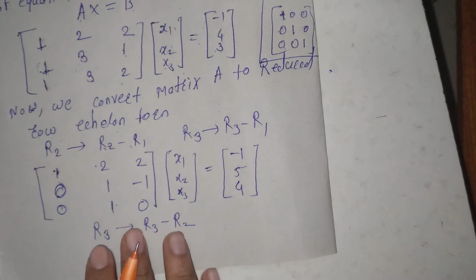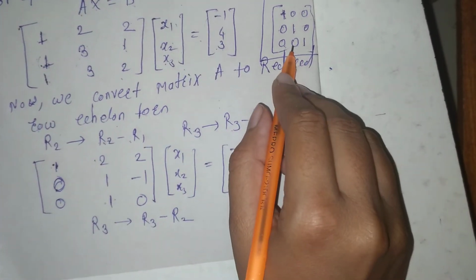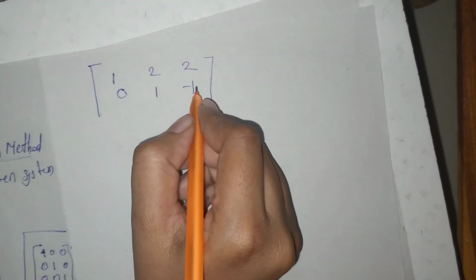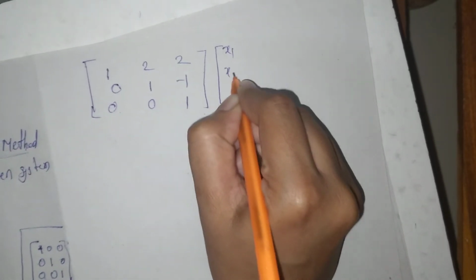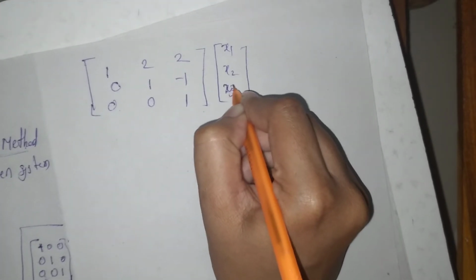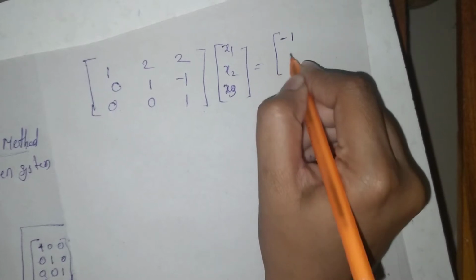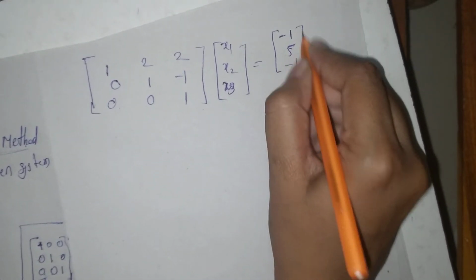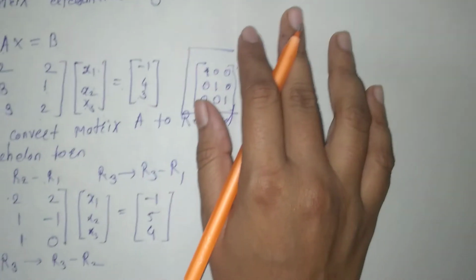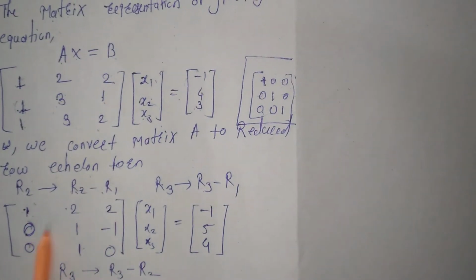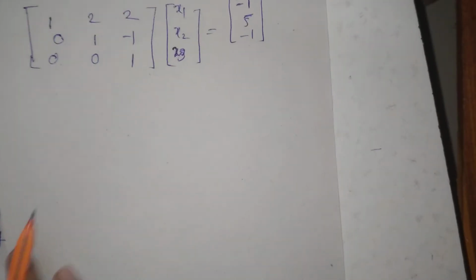Then we get 0. So the first row 1 2 3 is not changed, the second row 0 1 minus 1 is not changed, but the third row is changed. Similarly, on the constant side we have minus 1, 5, and only the third entry is changed. The first row and second row are not changed, only the third row is changed.